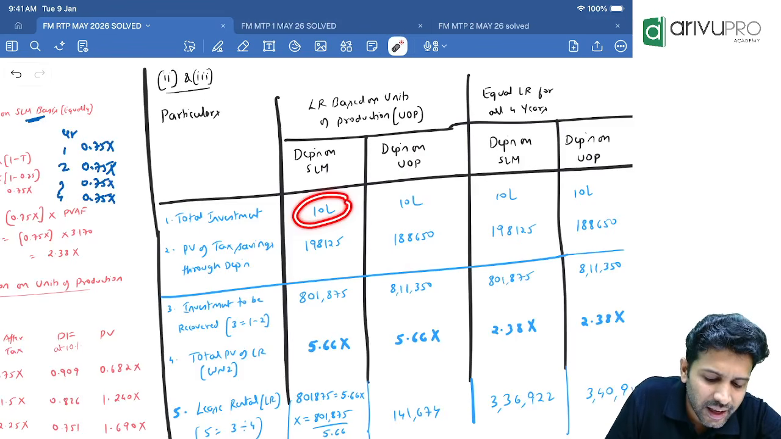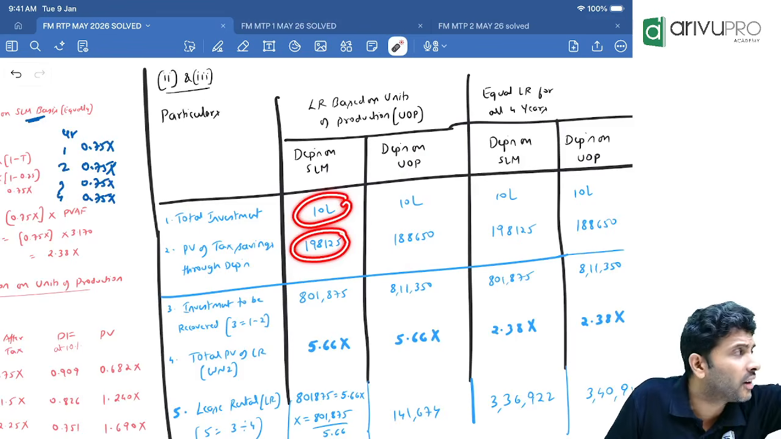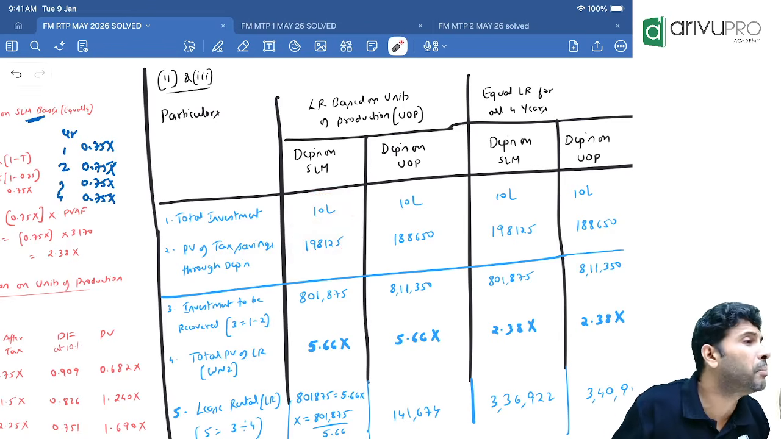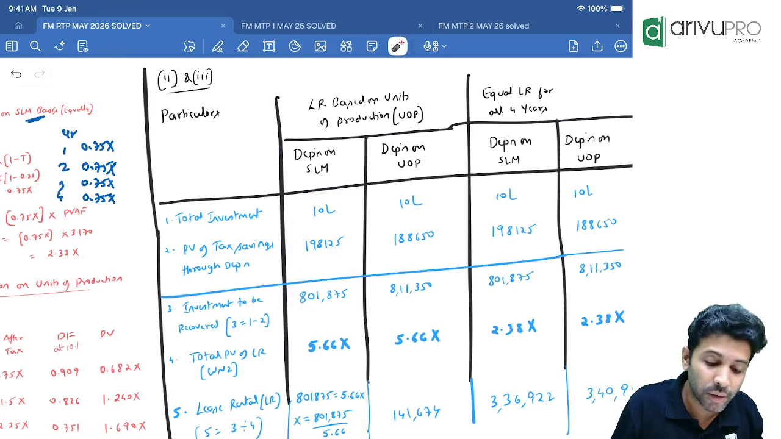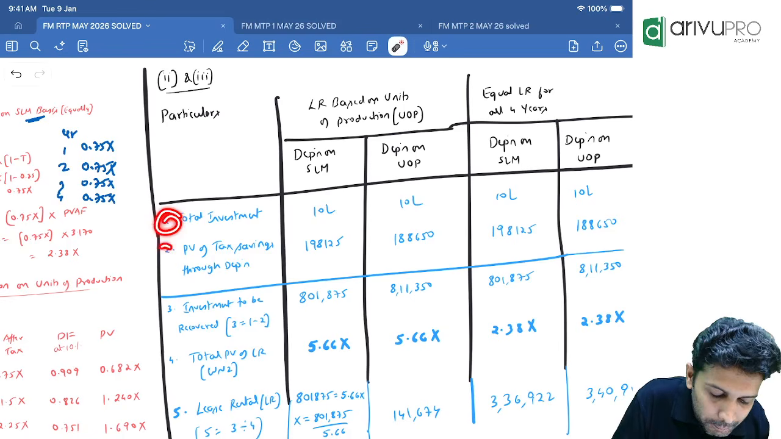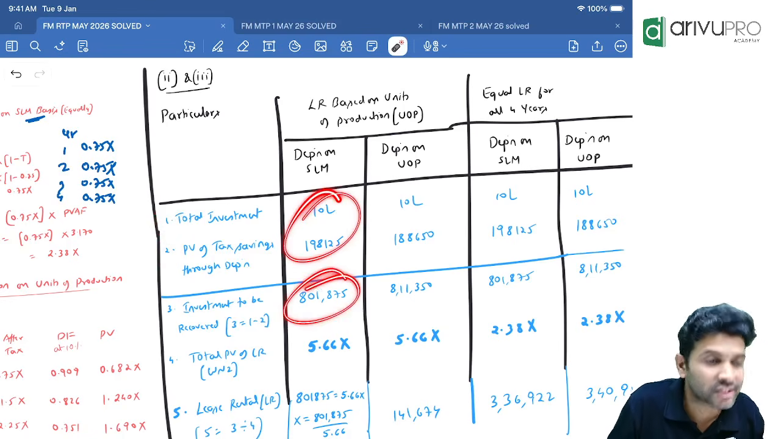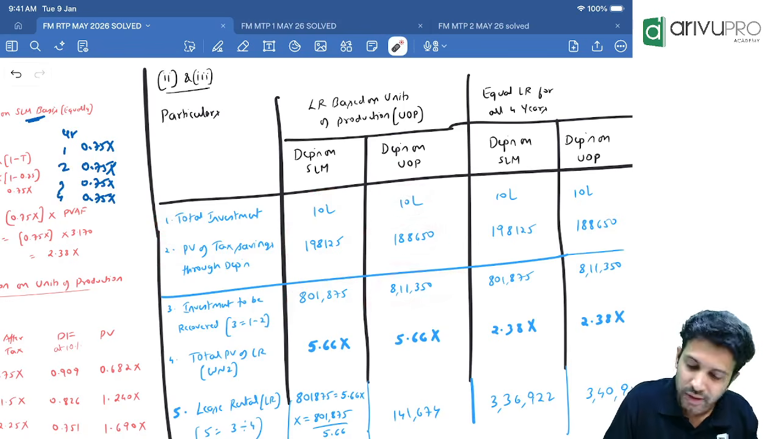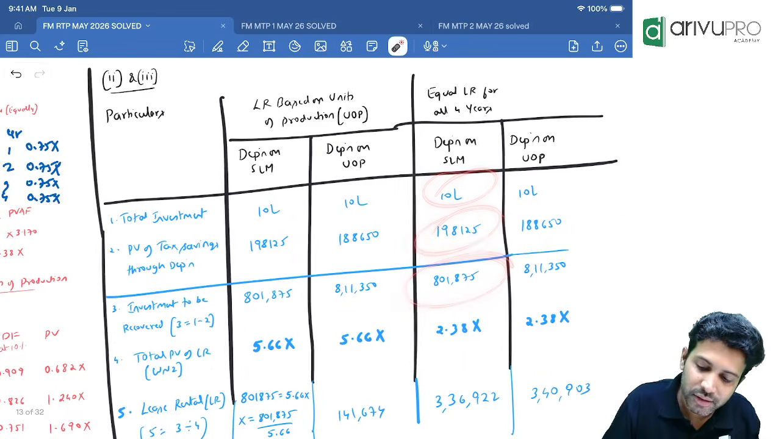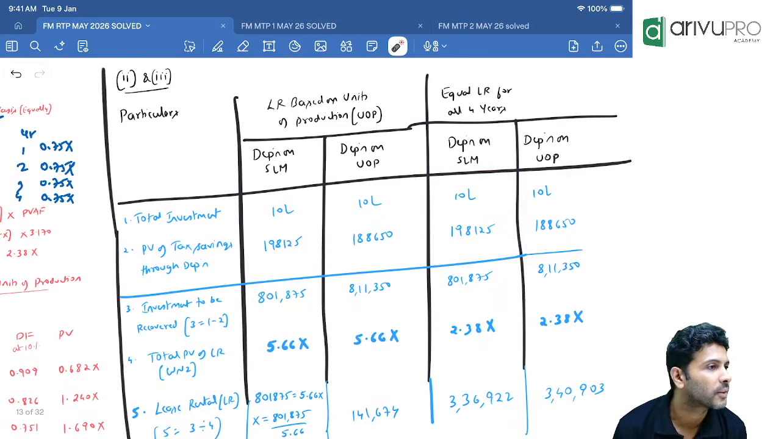Out of 10 lakh, 198 you have already recovered. What is the balance investment to be recovered? 801,875. How are you getting that? 3 is equal to 1 minus 2. Take 10 lakh minus 188,650, this number. Like that I've calculated. Okay, sir.